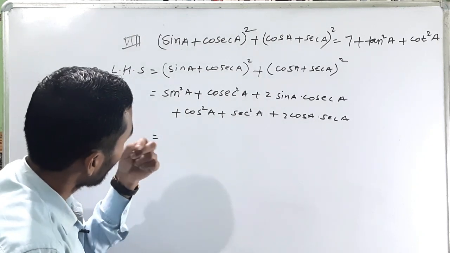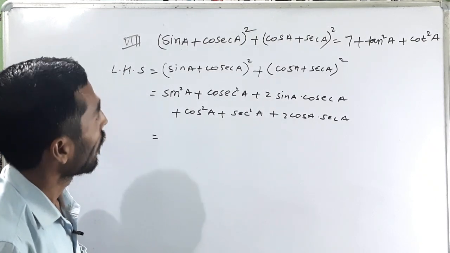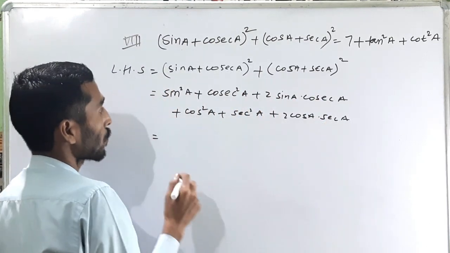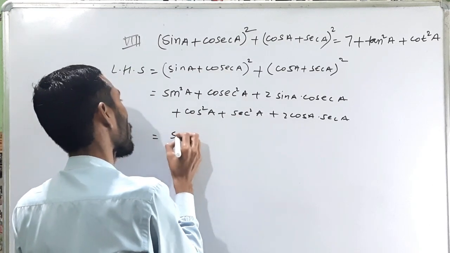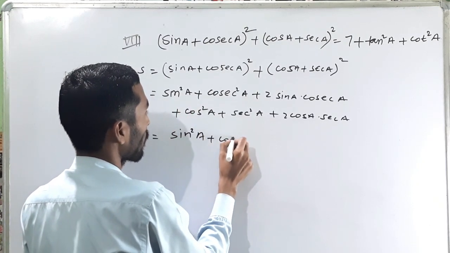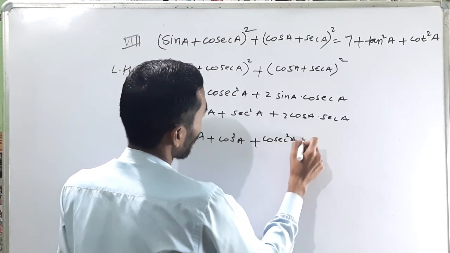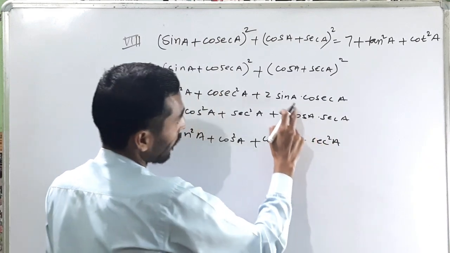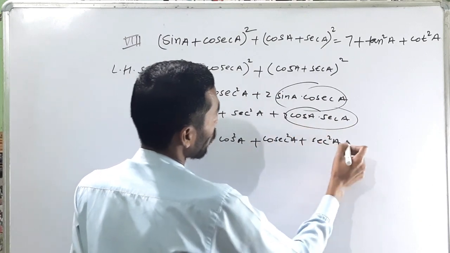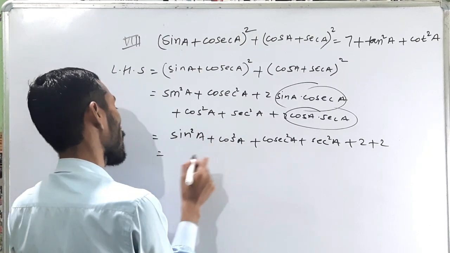Okay, so we'll change this. This is sin a into cosec a, 1, cos into sec, 1. So what can we write? Sin square a plus cos square a, cosec square a plus sec square a, and this is 1 and this is also 1. So 2 into 1, 2 into 1, 2 plus 2. It can be written as 1 plus sin square plus cos square a, 1.